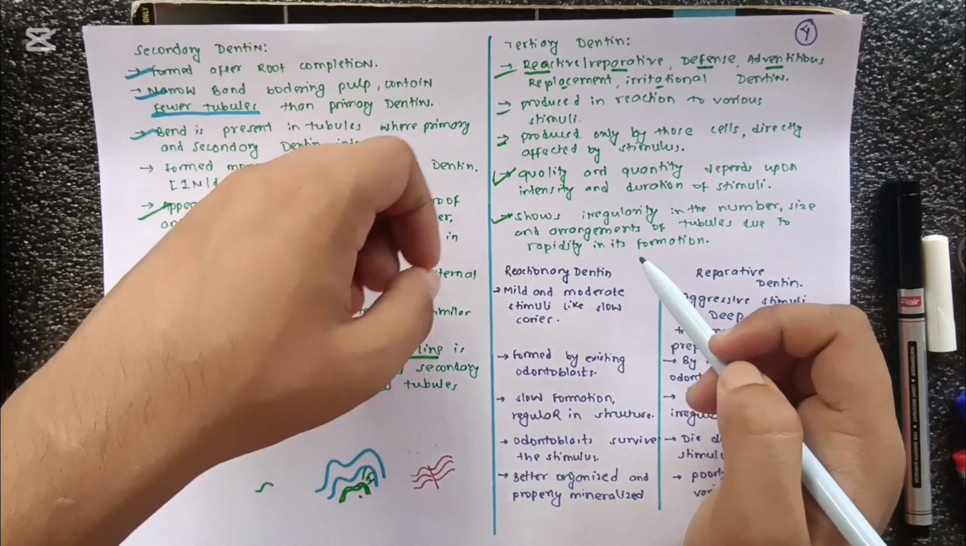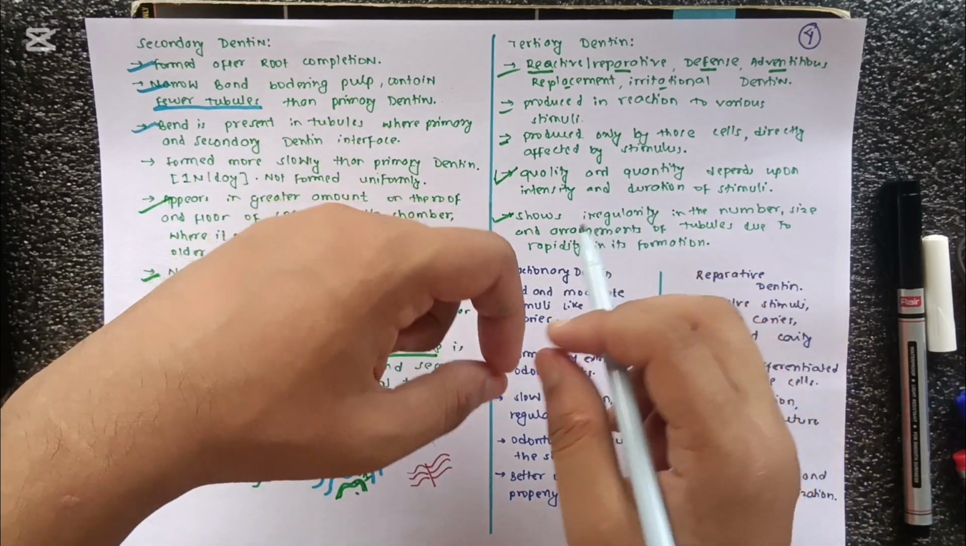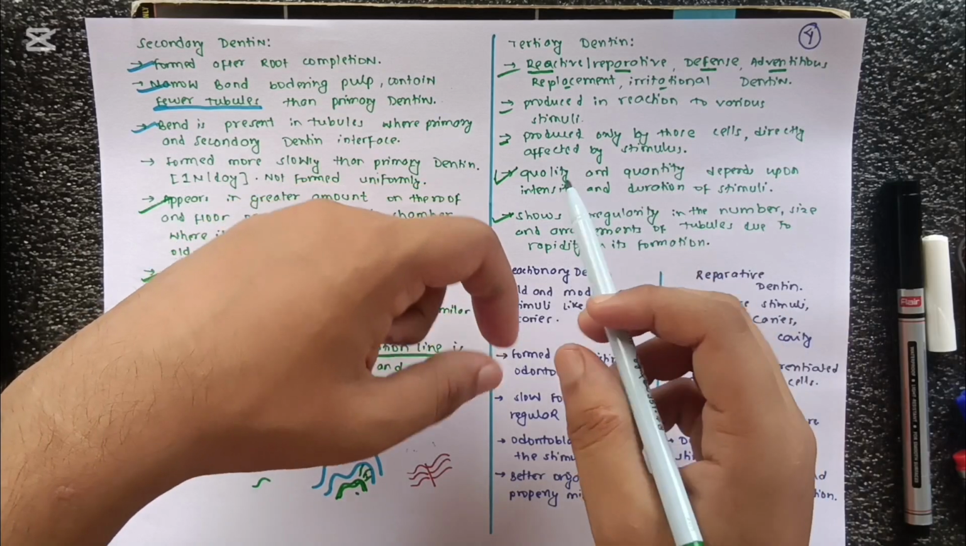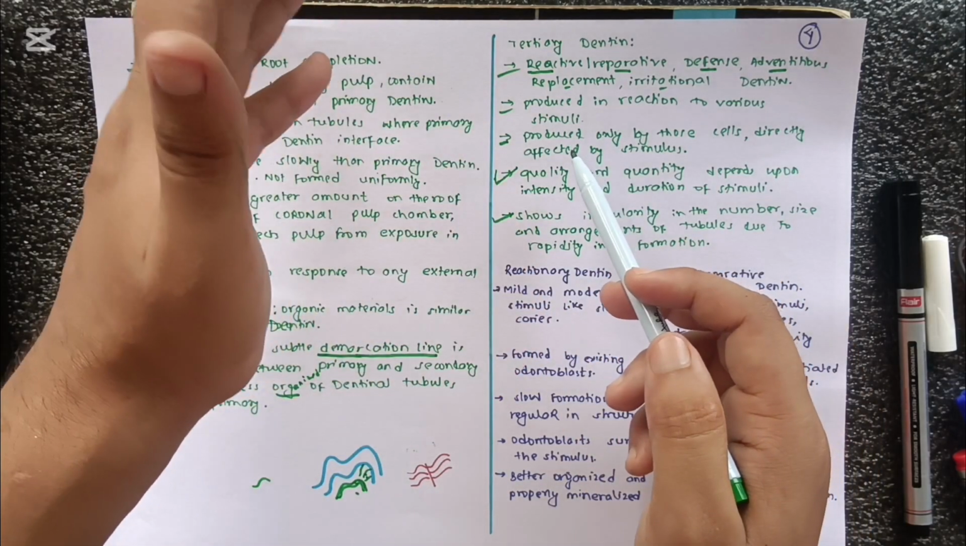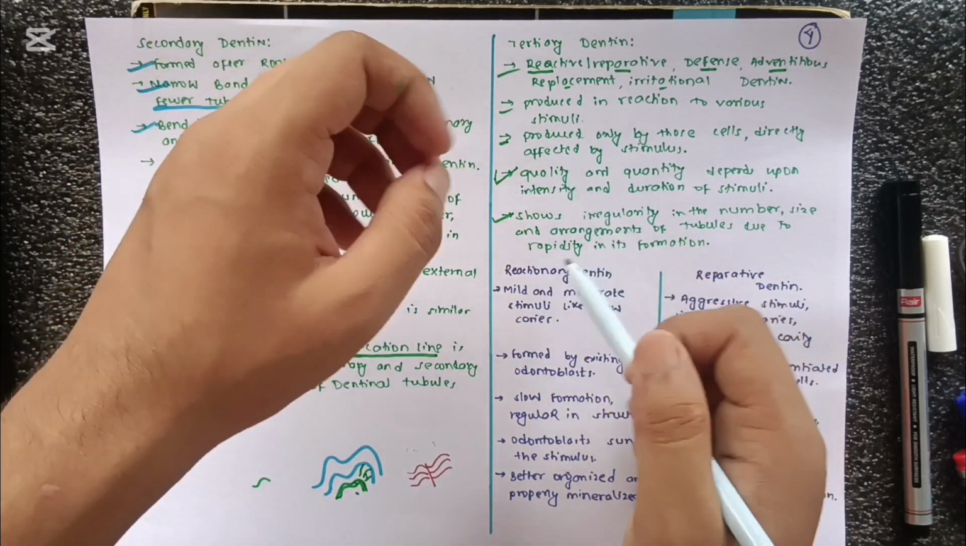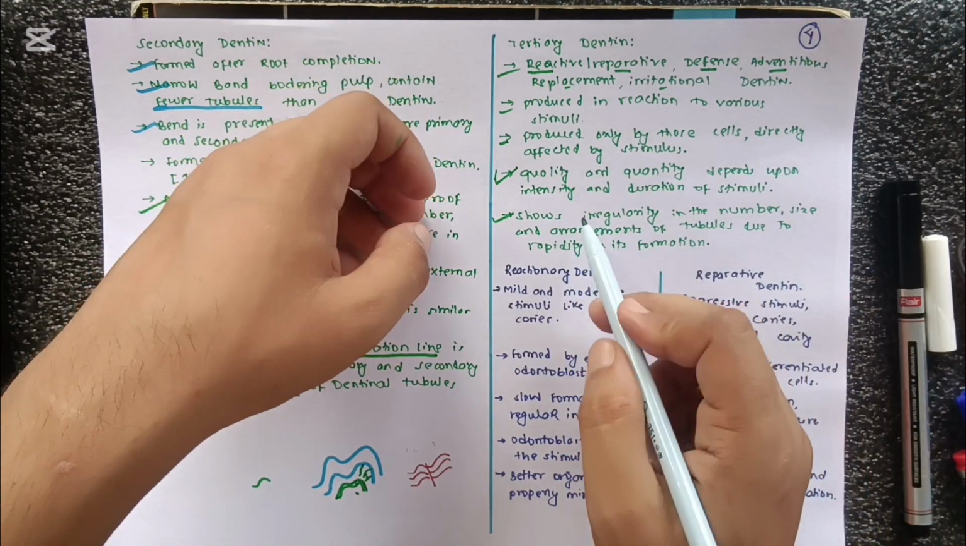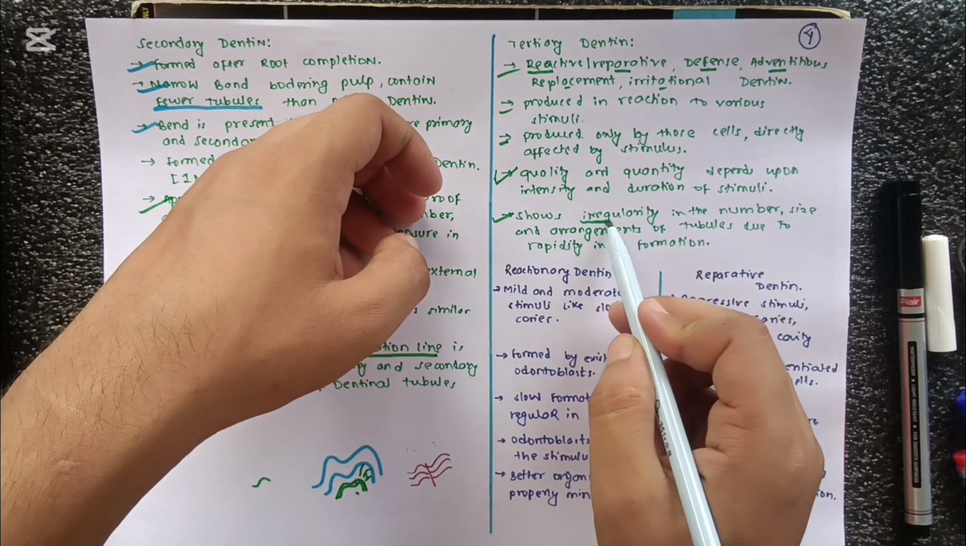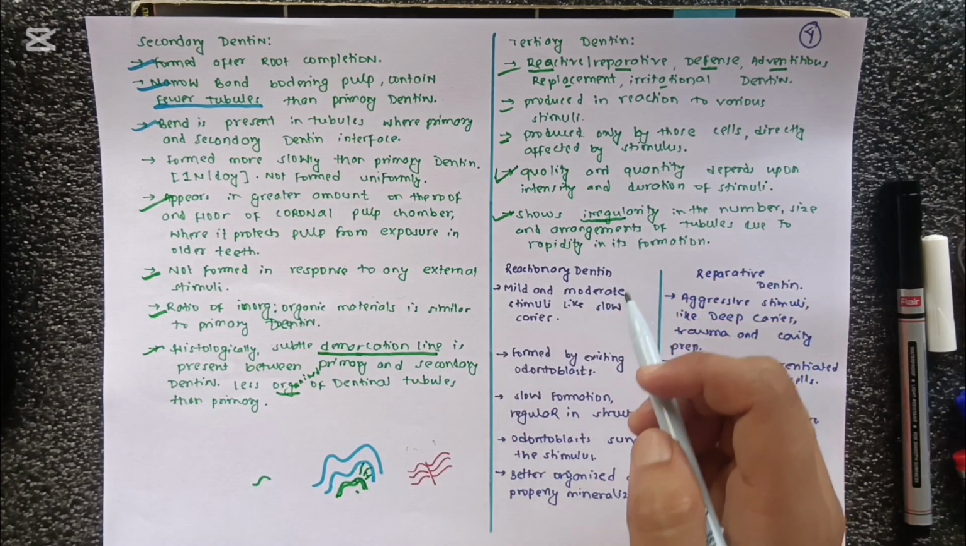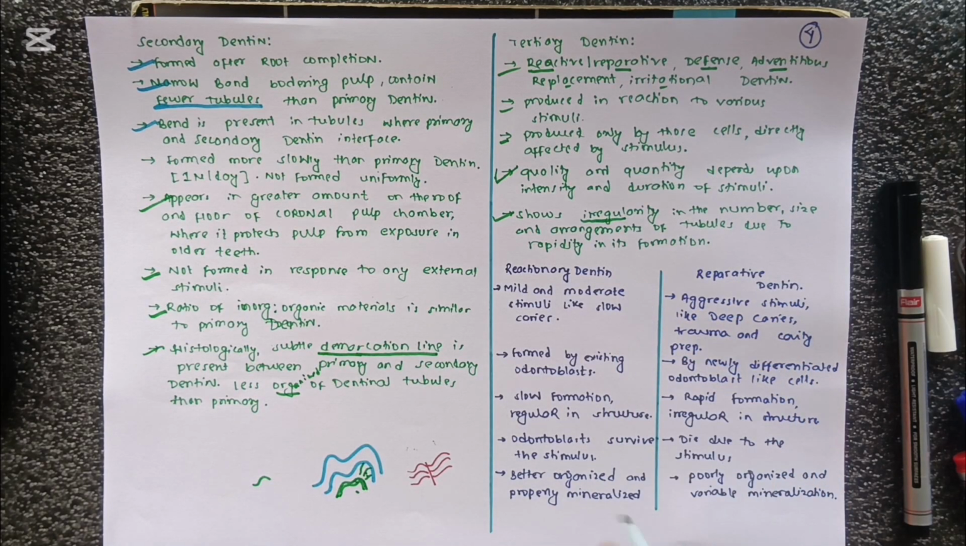As the tertiary dentin is formed a bit faster than the secondary or the primary dentin, there is a formation of irregular dentinal tubules. So irregular dentinal tubules are present more in this tertiary dentin.